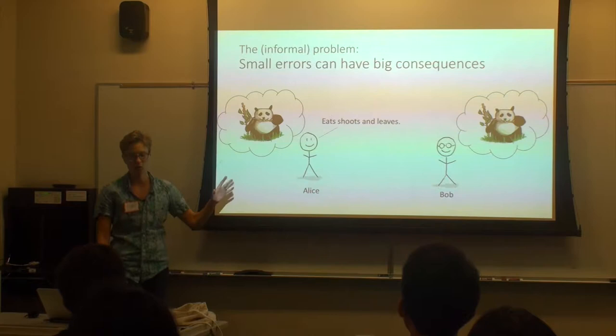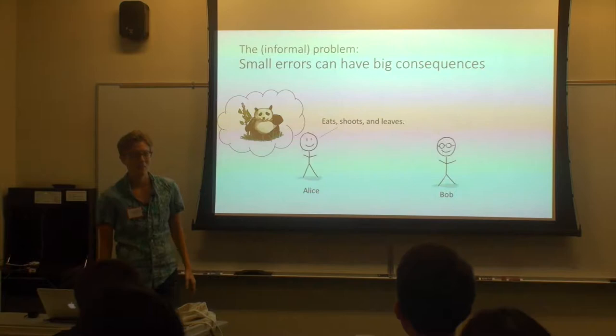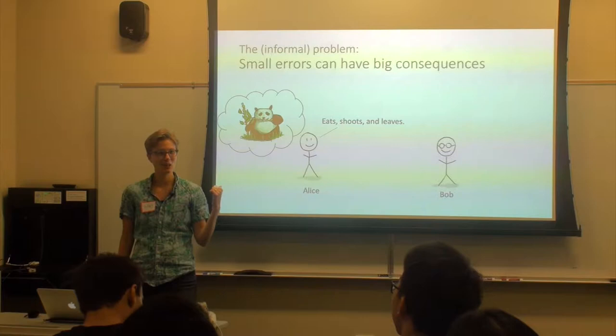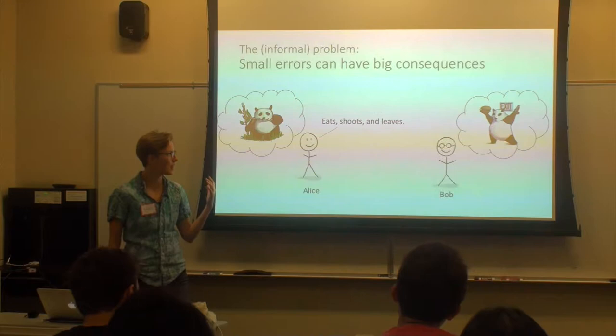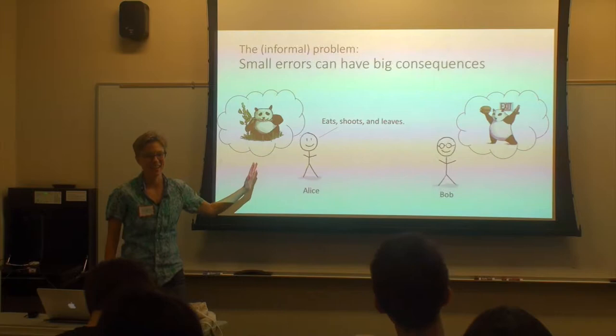But now what happens if a little bit of noise gets introduced into the situation? Suppose Alice's signal is traveling through space, and as it does so, it picks up a couple of commas. "Eats, shoots, and leaves." Now this sentence means something a little bit different, and Bob might get the wrong idea. Instead of thinking about a panda bear eating plants, maybe Bob thinks about a panda bear who eats as in a hamburger, shoots as in a gun, and leaves as in skedaddles. This is not what Alice meant to say. This has been a complete miscommunication based on just a few errors. So this is very bad.